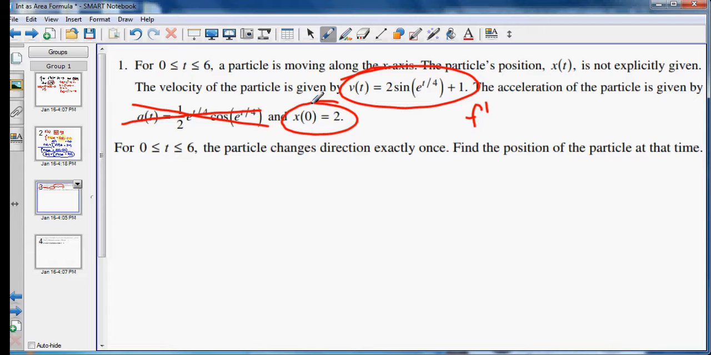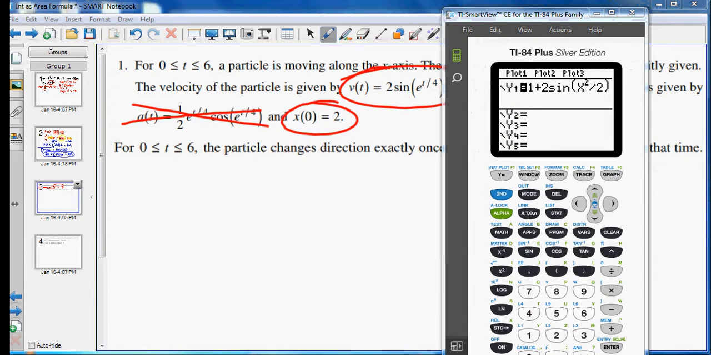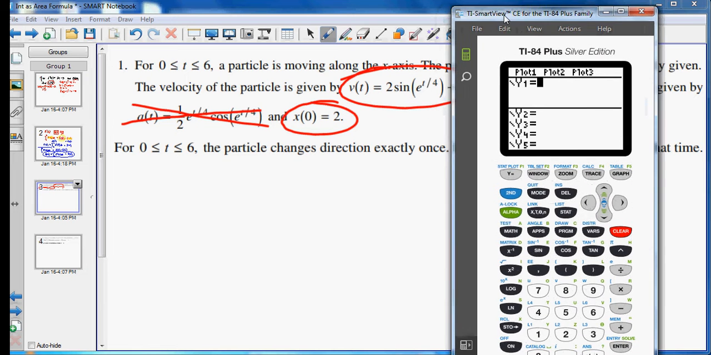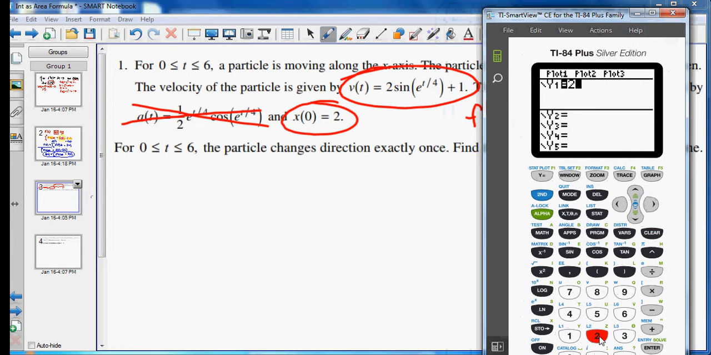They say that the particle changes direction exactly once. Find the position of the particle at that time. Okay, we'll just very quickly find where it changes direction. I need to plug the velocity function in here. So that'll be 2 sine of e to the t over 4 plus 1. And I'm going to make sure I'm in radian mode.